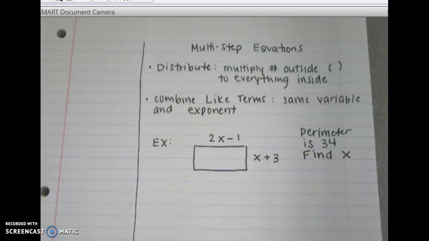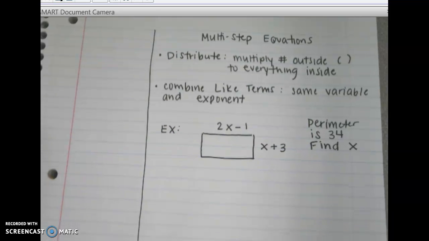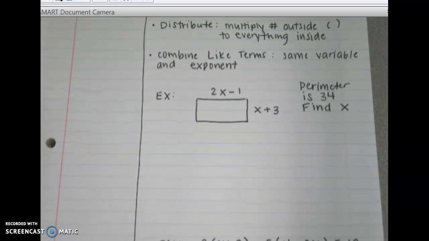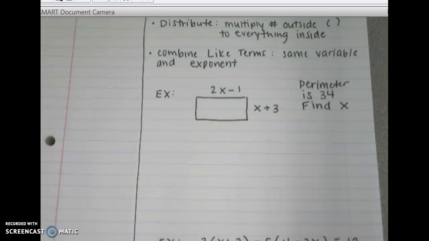We also might have to combine like terms. Like terms have the same variable and the same exponent. For now, we don't have to worry about the exponent part because we're solving linear equations, and so they don't really have exponents.